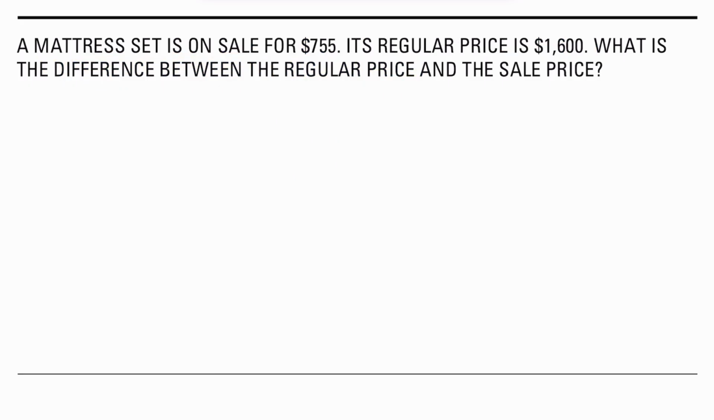A mattress set is on sale for $755. Its regular price is $1,600. What is the difference between the regular price and the sale price? So here, once again, difference between the regular and the sale. The regular is $1,600 and the sale is $755. And so what we're doing is we're subtracting $755 from $1,600.